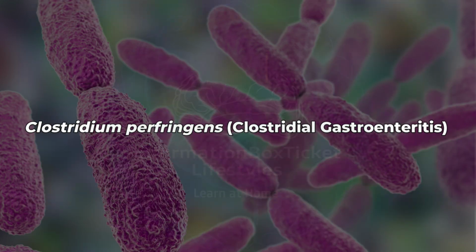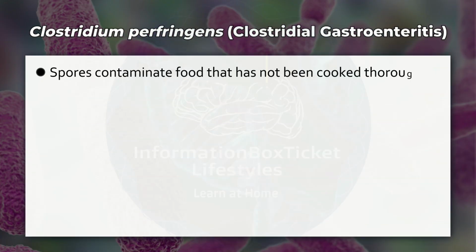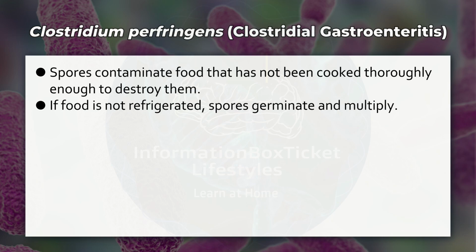Clostridium perfringens. Clostridial gastroenteritis. Spores contaminate food that has not been cooked thoroughly enough to destroy them. If food is not refrigerated, spores germinate and multiply.